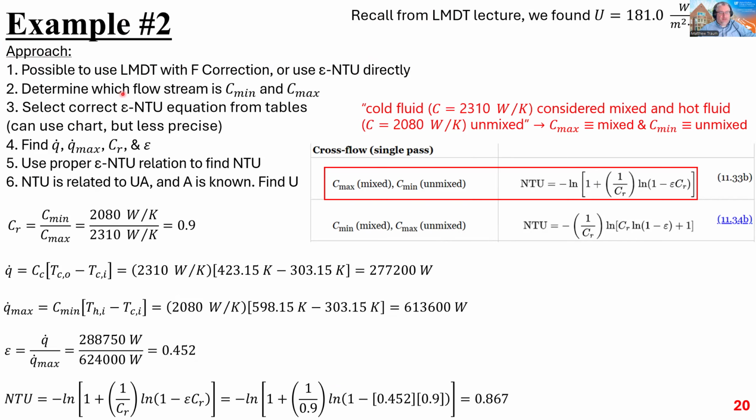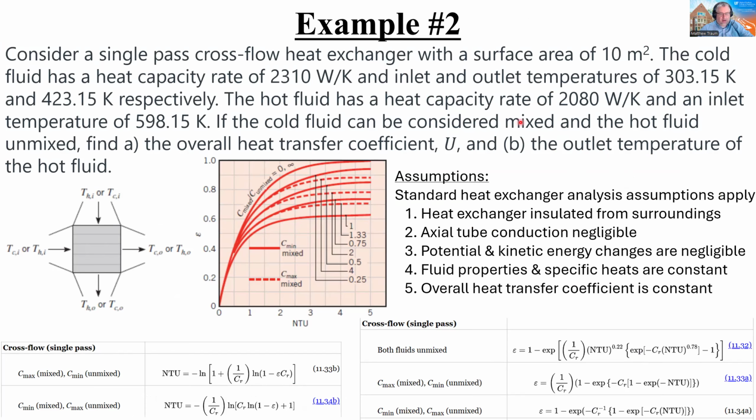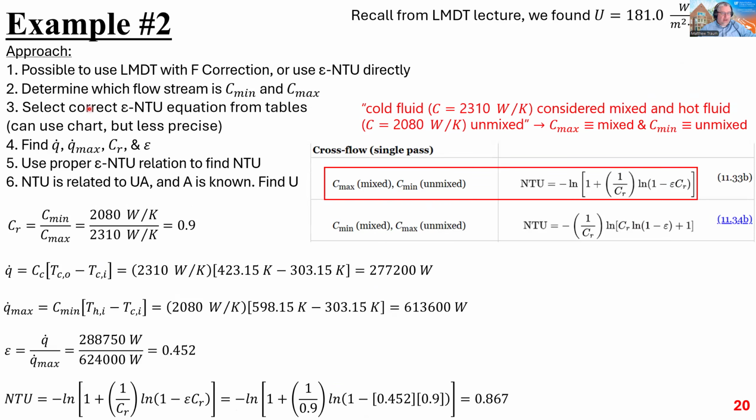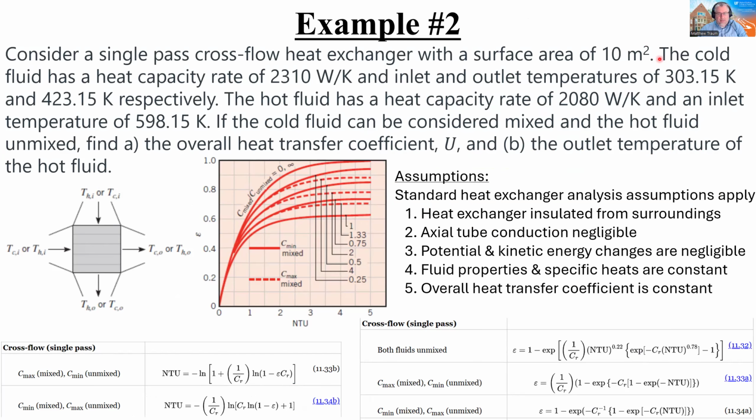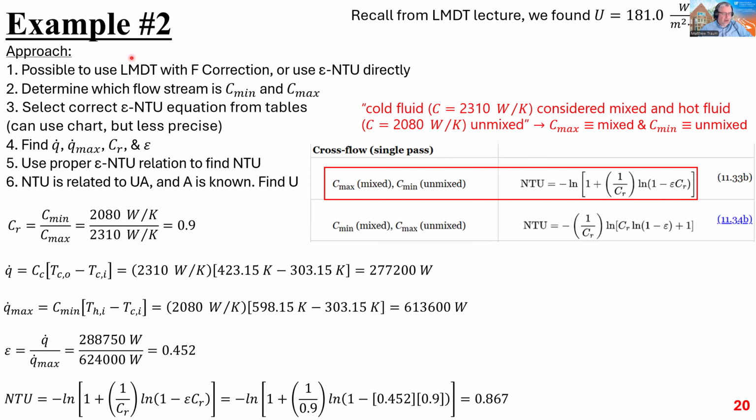First, we're going to determine which flow stream is Cmin and which is Cmax. We're already basically told that, but we need to codify it. We're going to select the correct Effectiveness-NTU equation from the tables, or if you want, you can use a chart, but it's less precise. Then we're going to find Q dot, Q dot max, CR, and effectiveness. And we're going to use the appropriate Effectiveness-NTU relation to find NTU. And then we're going to use NTU to find U, because we know A, which is given as 10 meters squared. So that's our sequence. Okay, let's jump right into it.